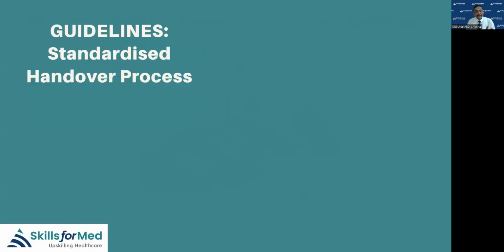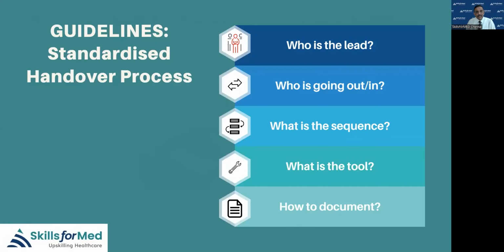Now, I'm getting into the standardized handover process. This is what you have to write in your manual, how the handing over process is going to happen all over in your hospital. So these again are the 5 steps. Who is the lead? Who's going out and who's going in? They should be identified. What is the sequence of the handing over? What is the tool you're going to use? And how do you document it, or where do you document it? So these 5 things have to be defined.